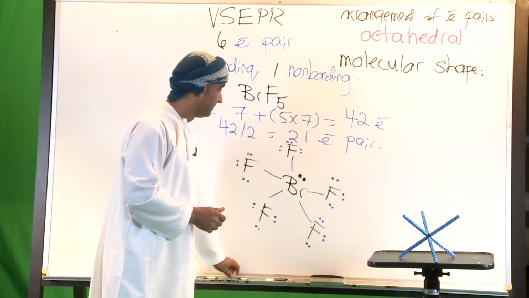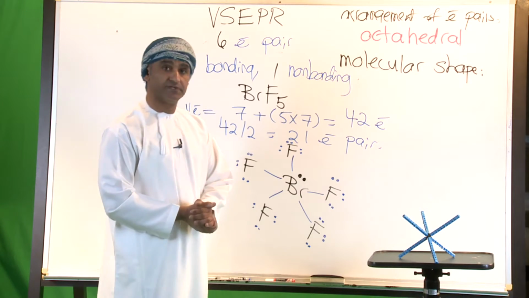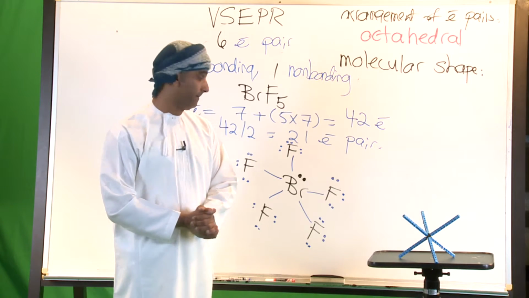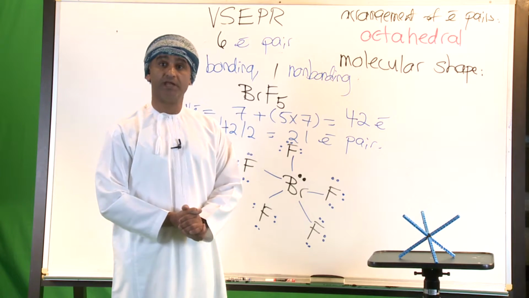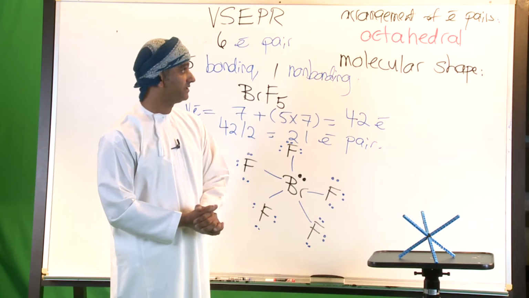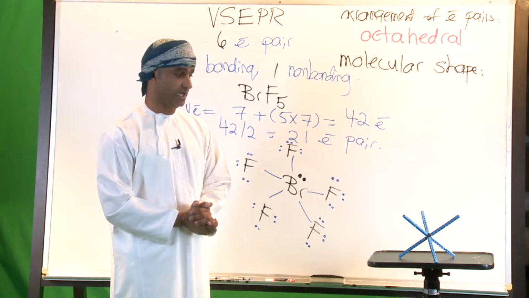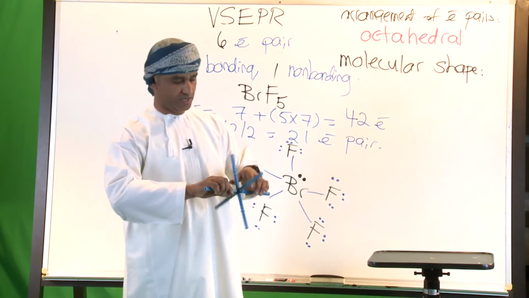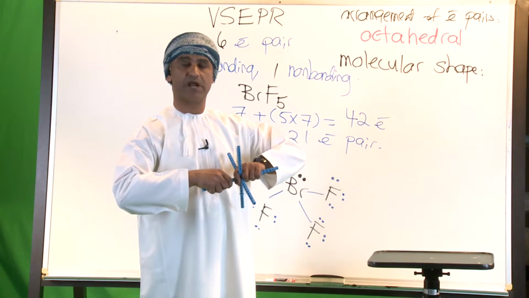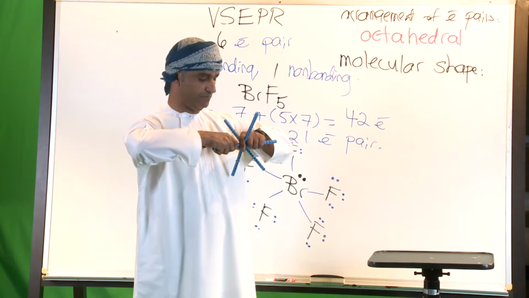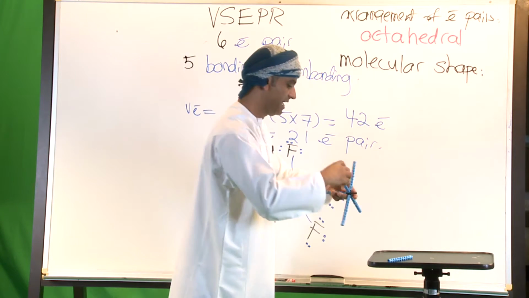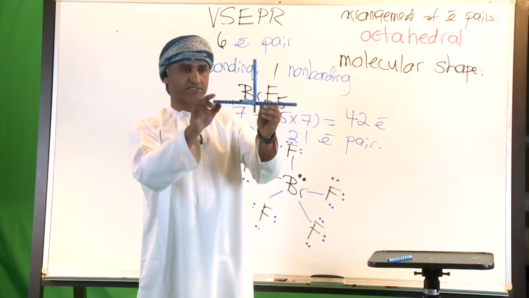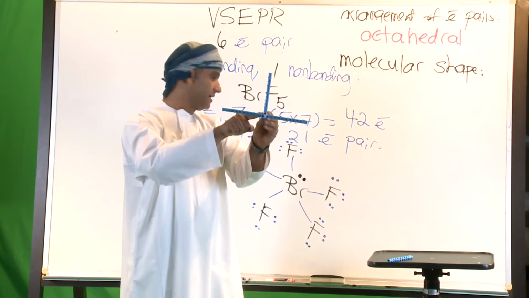Now, the arrangement of electron pairs, since there are 6, 5 bonding, 1 non-bonding, so the arrangement of electron pairs is still octahedral, but the molecular shape may not be octahedral, and that's because of the presence of a lone pair.